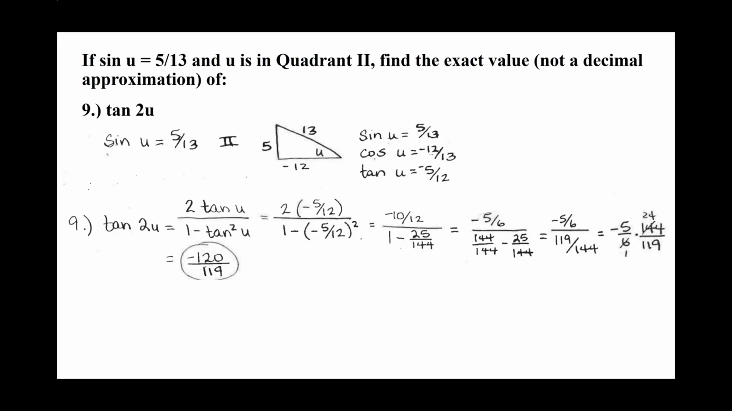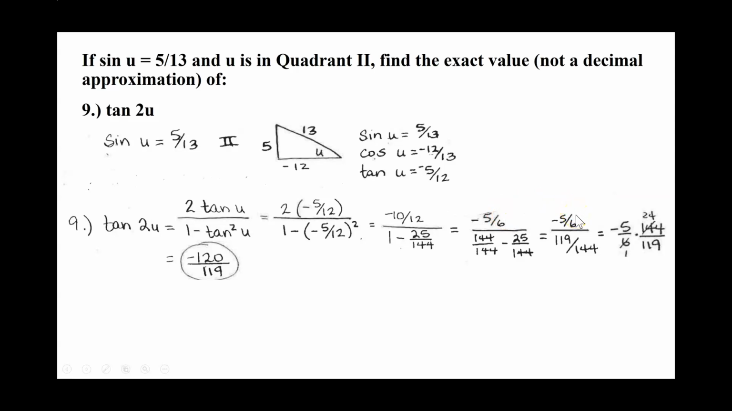And now we're back to order of operations, right? So 2 times negative 5/12 is negative 10/12. And then negative 5/12 squared would be a positive 25 over 144. So that's 1 minus 25 over 144. So I'm going to rewrite my 1 as 144 over 144 so that I can combine with a common denominator. So 144 minus 25 is 119 over 144. And that negative 10/12 in the numerator, we just reduced down to negative 5/6.